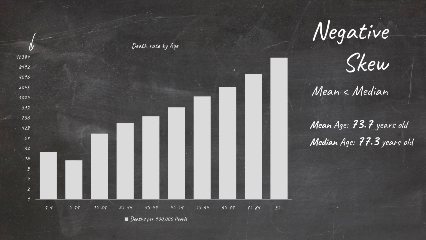But you can see that death is much more common at older ages. Because of this, the mean is actually less than the median. 50% of people fall below the median, but fewer than 50% fall below the mean. The mean age for death is 73.7 years old, but the median age for death is 77.3 years old. So this is an example of a negatively skewed distribution.